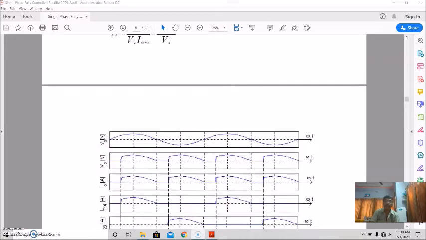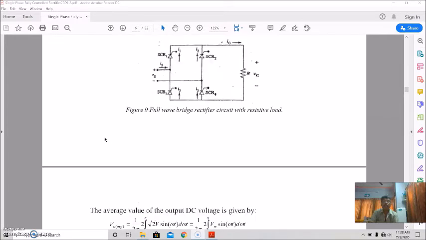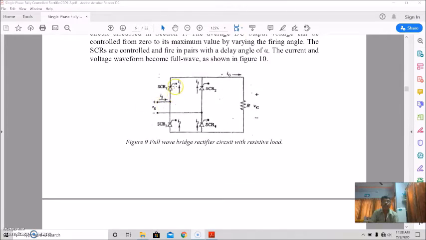This is for thyristors 1 and 4. If we go to the circuit diagram, it will be like this. See, this is forward biased, positive voltage is pushed. Now through this, again this is forward biased. For the negative half, this is negative, and it will be like this.